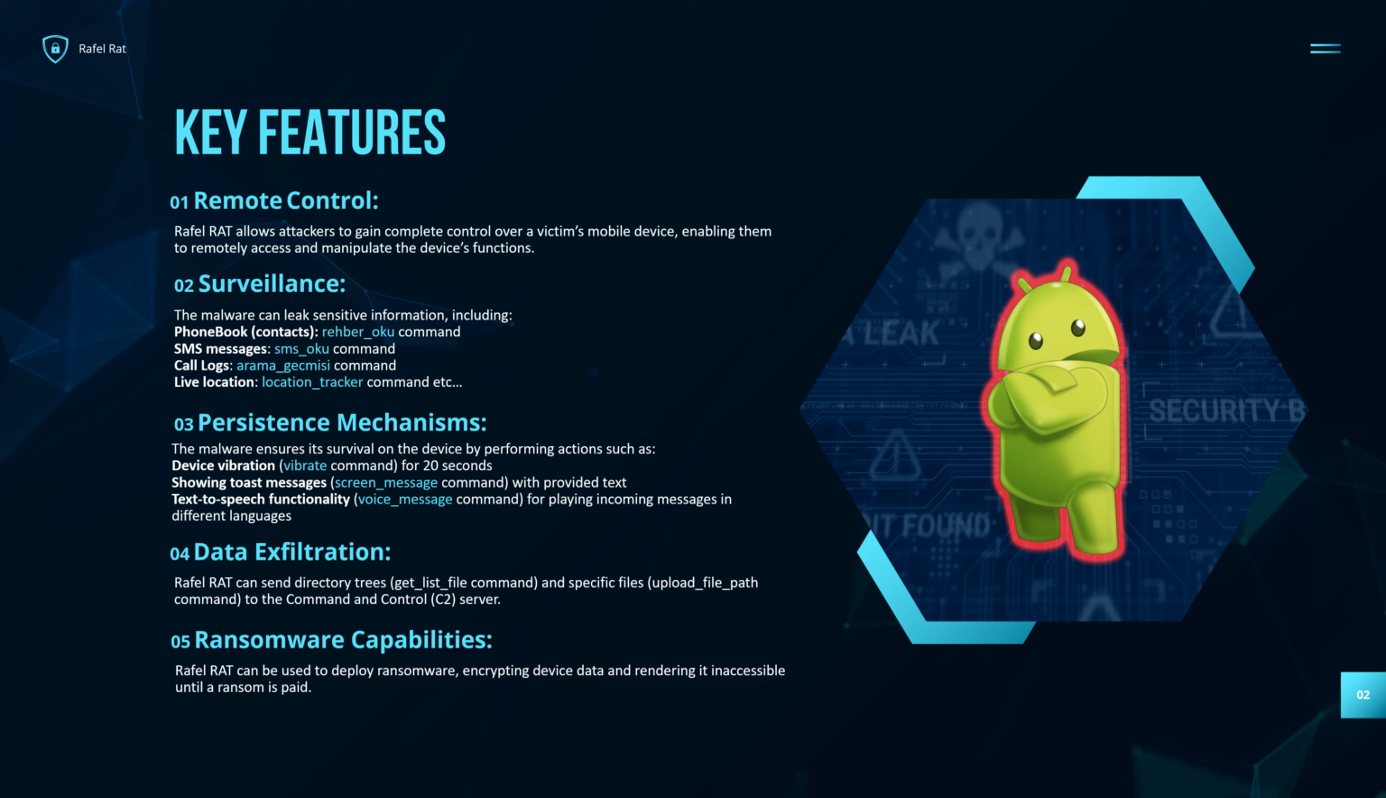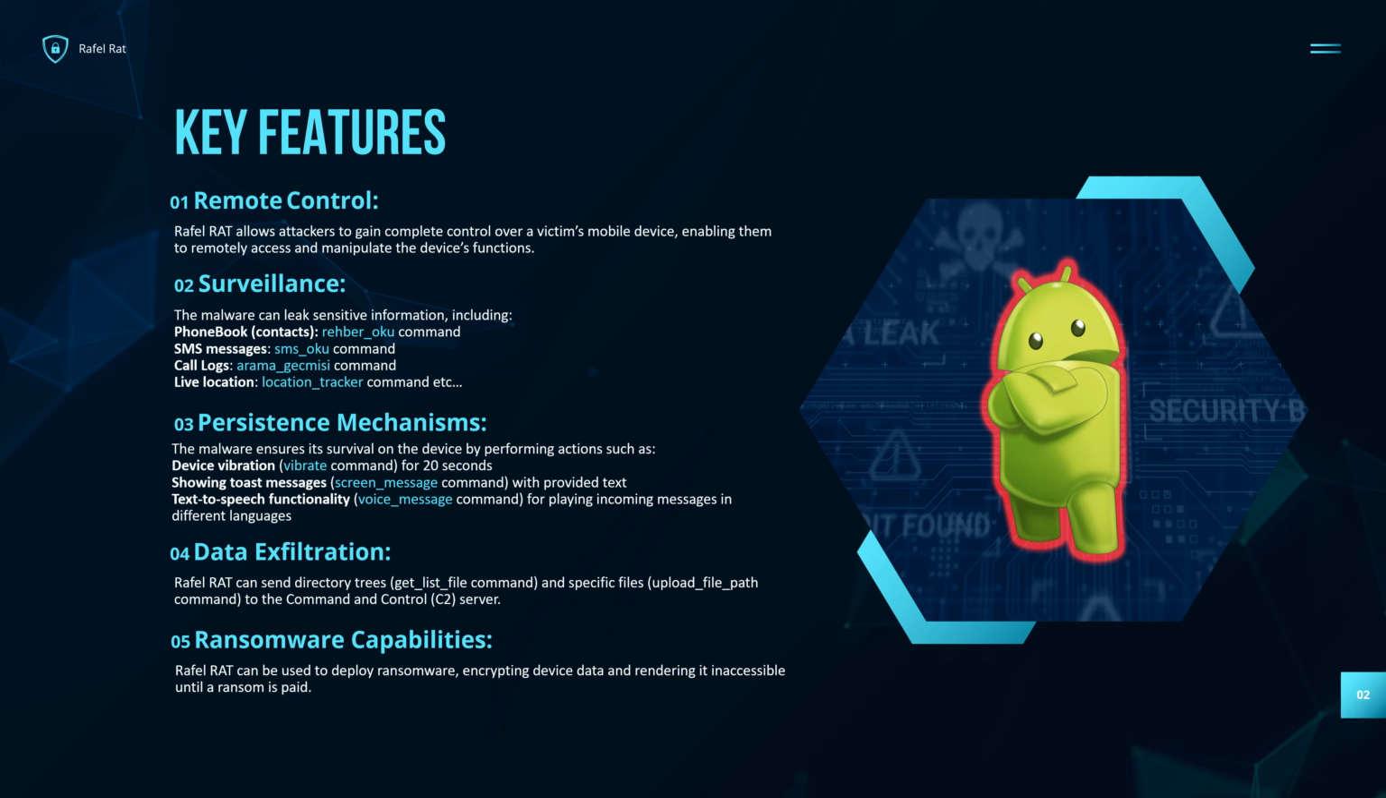The key features of Rafel RAT include remote control. It allows attackers to fully control a victim's device, including making calls, sending messages, and installing more malware. Surveillance: it performs extensive surveillance by extracting contact lists, SMS messages, call logs, and tracking the device's location in real time. Persistence mechanisms: it ensures it stays on the device by using tactics like vibrating the device, displaying messages, and using text-to-speech functions.